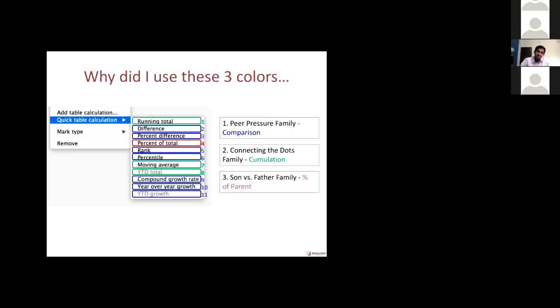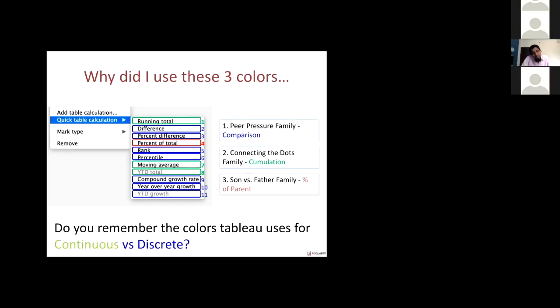Fee, maybe I should put you on the spot. Do you remember the colors that Tableau uses for continuous and discrete? Off the top of my head, I think the continuous ones are the blue pills and the discrete ones are the green pills. Did I get it the wrong way around? Yeah, exactly, I put you on the spot. Continuous is in green, discrete is in blue.